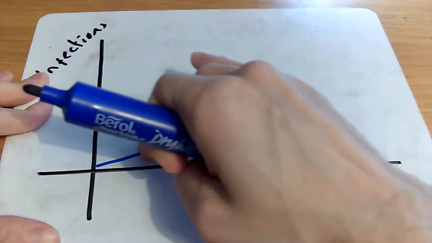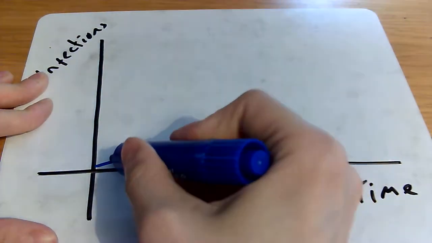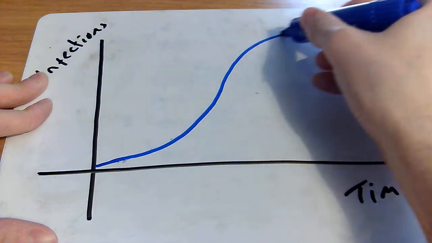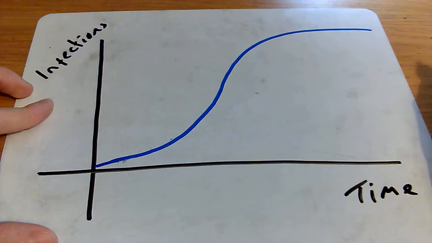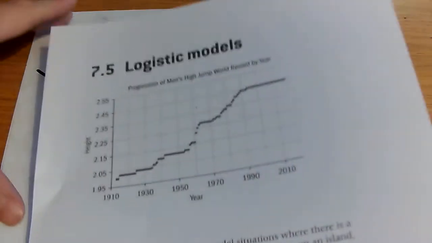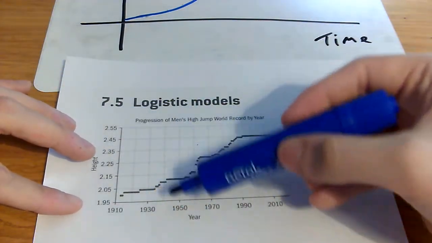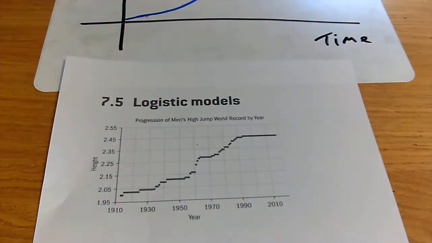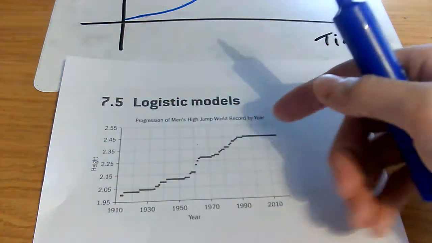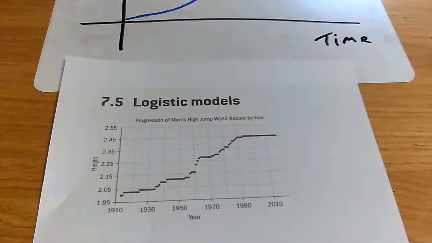So a more realistic picture would be a beginning that was steep like an exponential, but eventually ending up at a top level with a curve like that. And that's what a logistic model does. So a logistic model is something that has exponential aspects to it, but has an upper and also actually a lower limit to it. The data in the example here is the progression of men's high jump world records. So it grew very quickly in the middle, but obviously eventually reached an upper limit, because there is a point where people just cannot jump any higher.